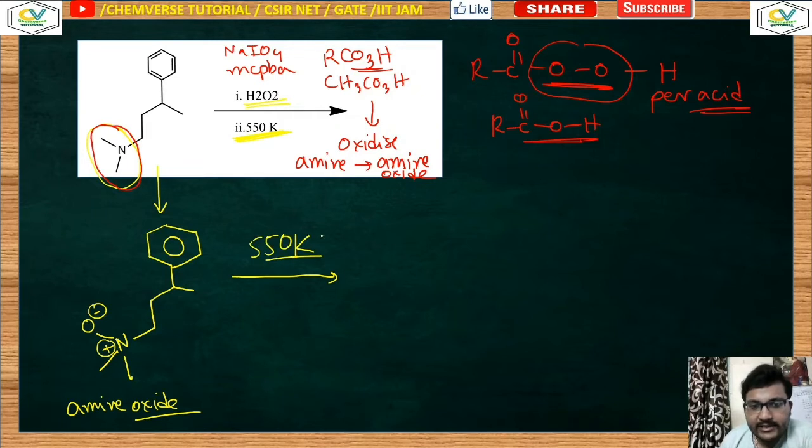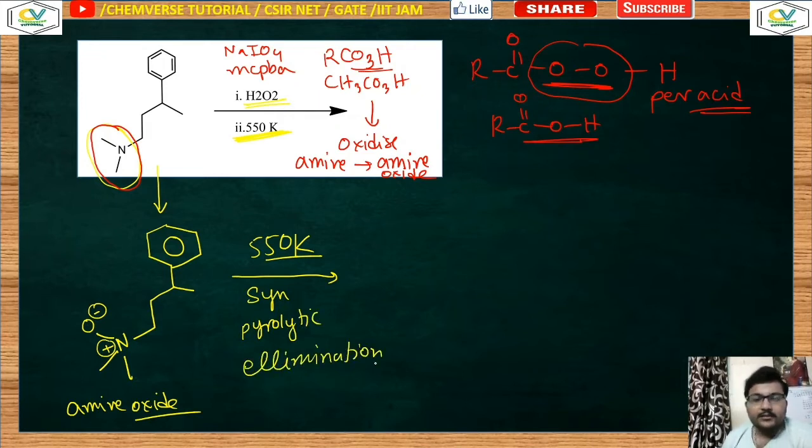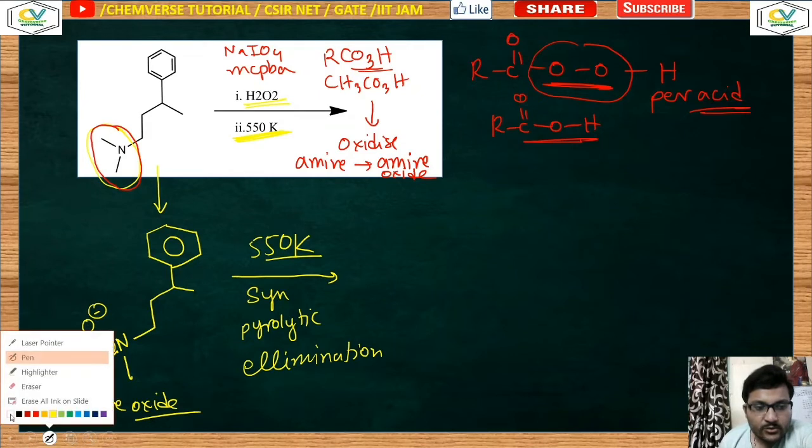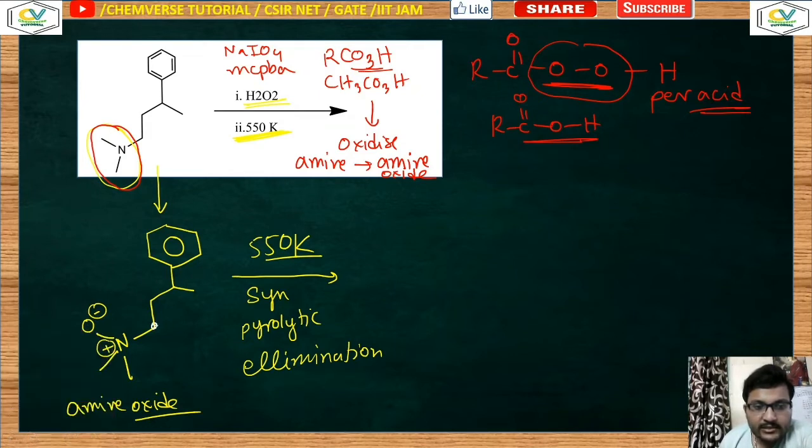So it is nothing but your heating step. That means here syn pyrolytic elimination will take place. Syn pyrolytic elimination, and this is a nitrogen, this N oxide. So it is attached with this carbon atom, which is alpha, and beta with respect to this N oxide is this position. There are two hydrogen atoms.